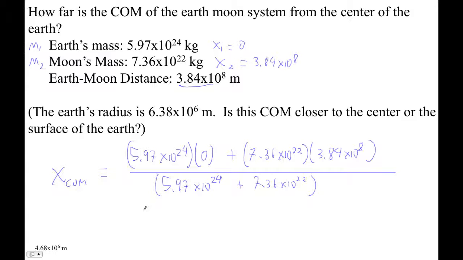Okay, so I'm going to go 7.36 E22 times 3.84 E8 divided by parentheses 5.97 E24 plus 7.36 E22 right parenthesis. Did I type that incorrectly? It looks like I did. Oh wow, very unhelpfully my calculator says that the answer is 4676418.0 meters, right?